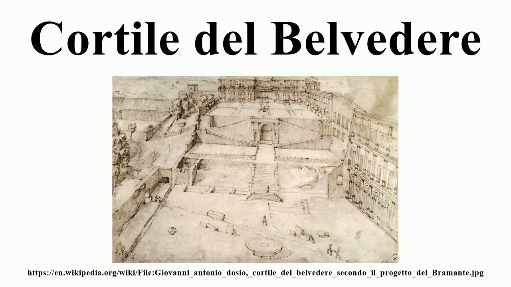The Cortile del Belvedere, the Belvedere courtyard, designed by Donato Bramante from 1506 onward, was a major architectural work of the High Renaissance at the Vatican Palace in Rome, its concept and details reverberating in courtyard design, formalized piazzas and garden plans throughout Western Europe for centuries.